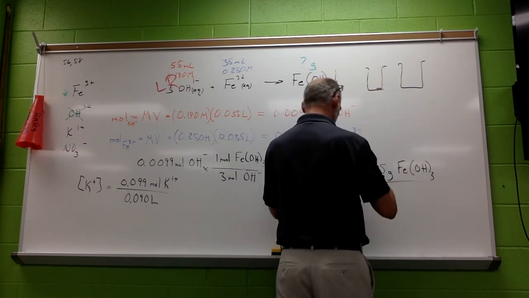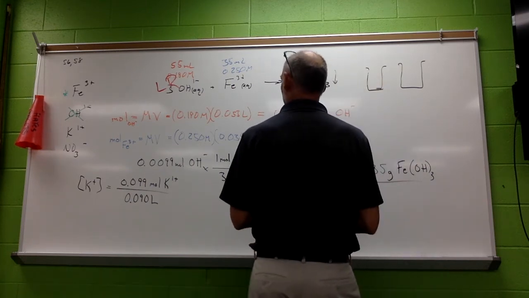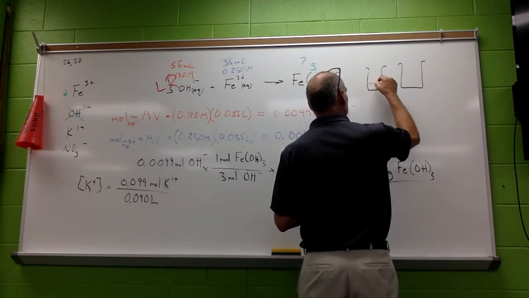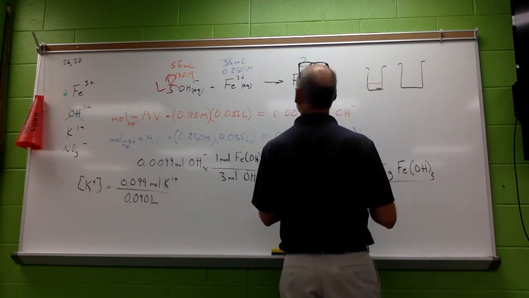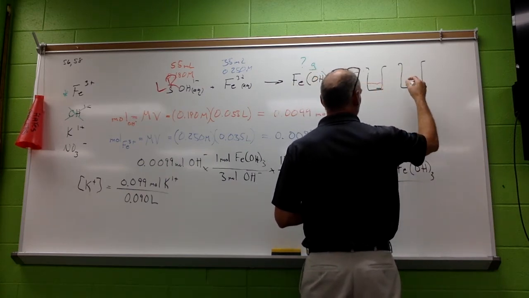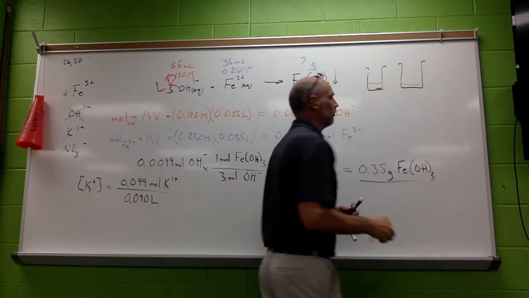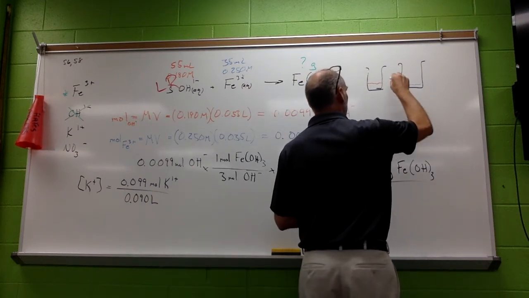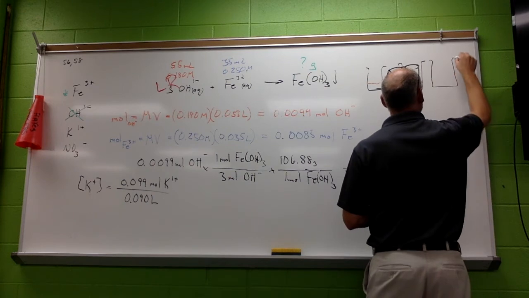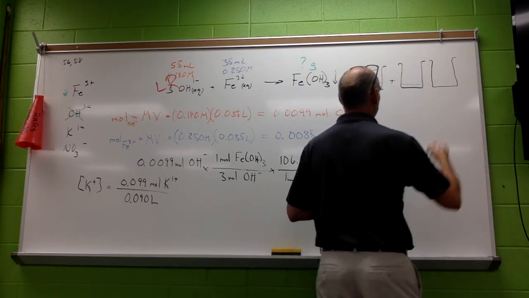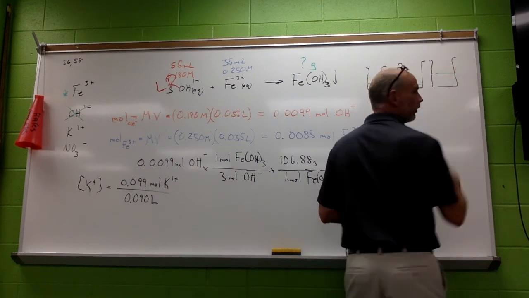Okay, so now, in one of them we had 55 milliliters. In another one we have 35 milliliters. Okay, we add those two together. What do we get? 90 milliliters.